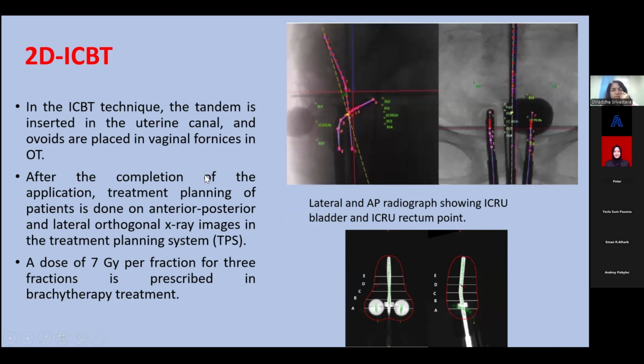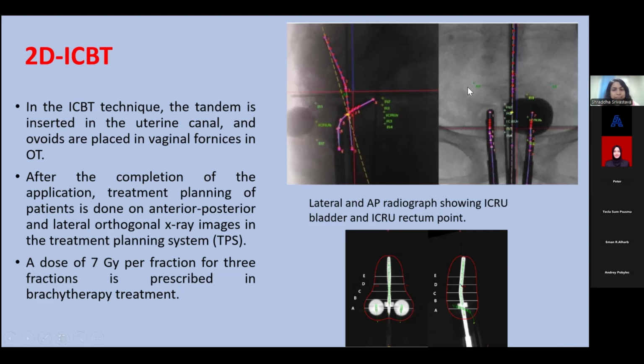So, in intracavity brachytherapy, the tandem is inserted in the uterine canal and ovoids are placed in the vaginal fornices. In the OT, after the completion of the application, treatment planning of the patient is done on the anterior posterior image and the lateral image or the lateral radiograph. The treatment planning is done on these two images.